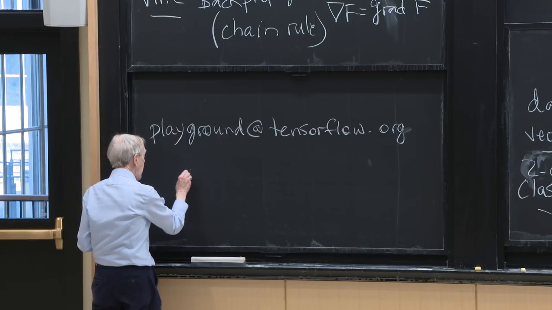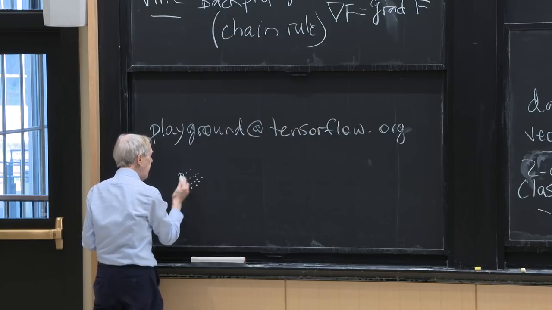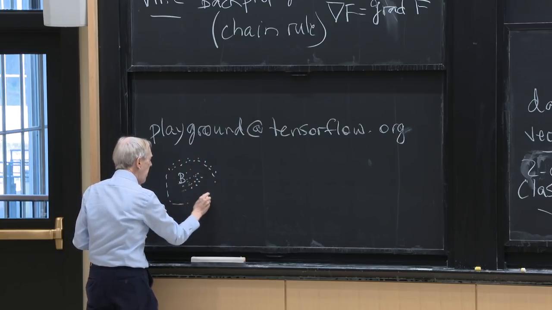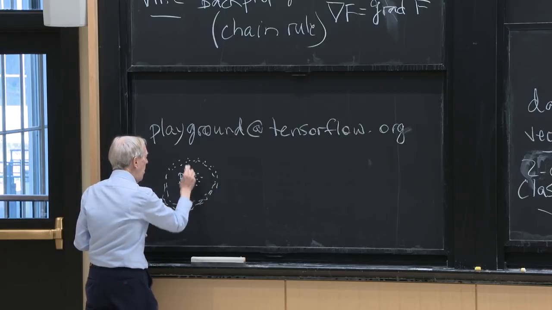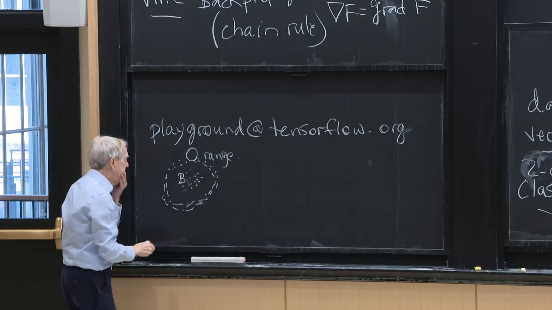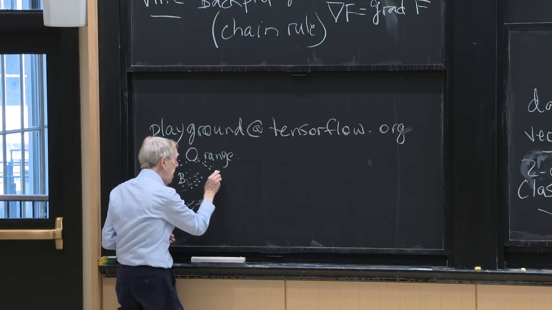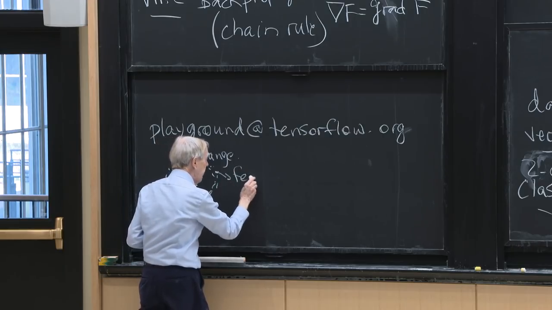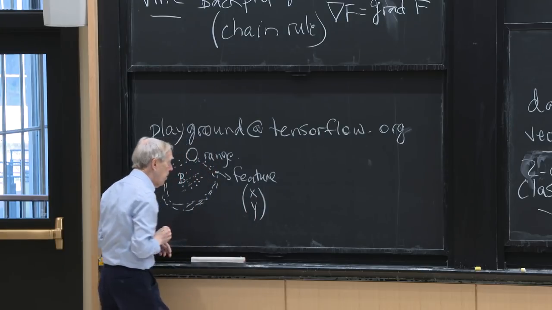So one example is a whole lot of points that are blue, B for blue, inside a bunch of points that are another set that are O for orange. Okay, so those are the two classes, orange and blue. So the points x and the feature vector is here just the x, y coordinates.